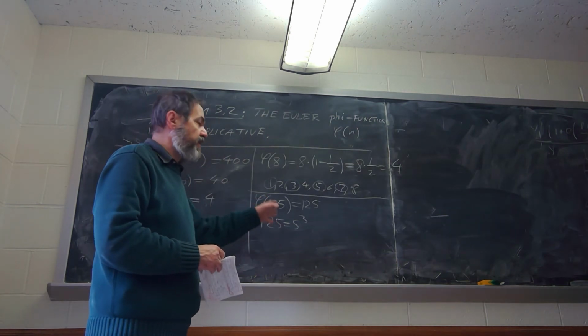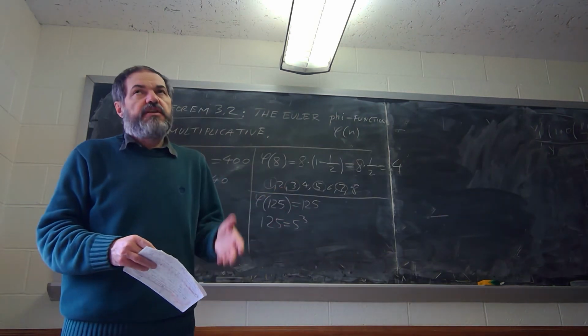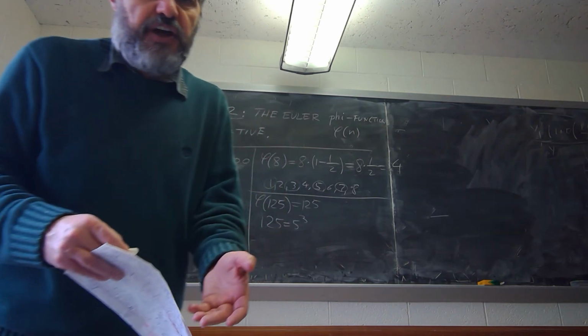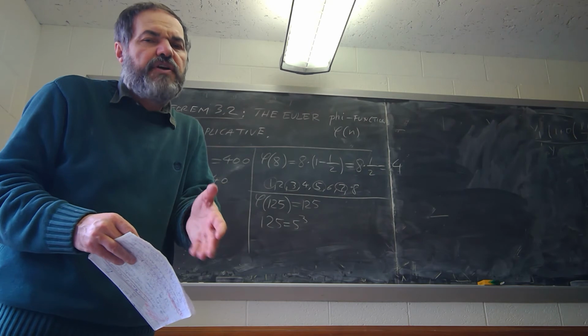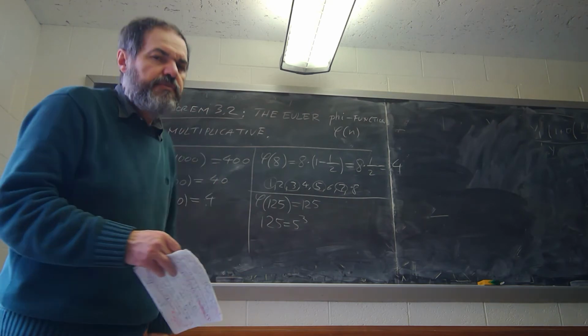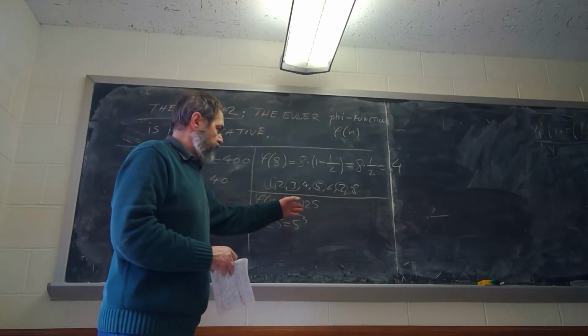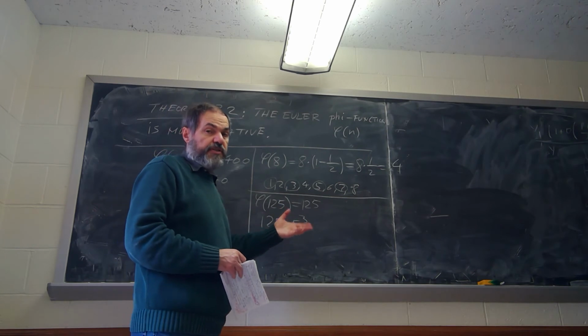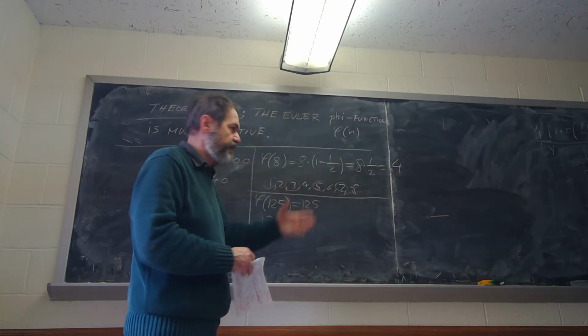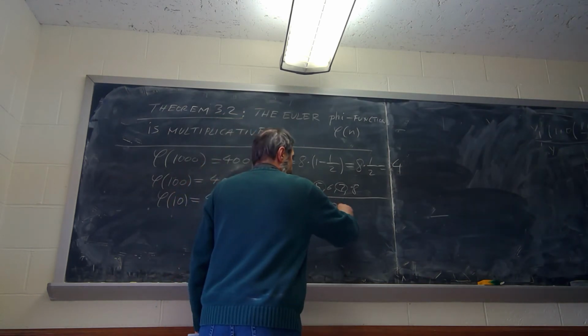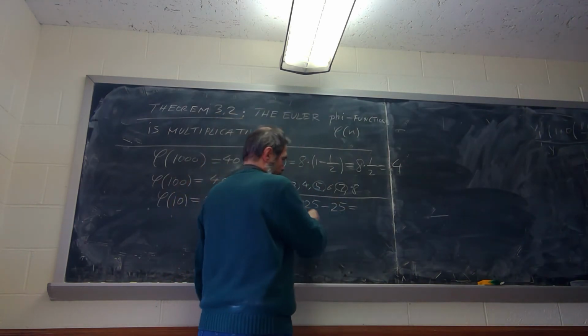Now in the first 125 numbers, how many are divisible by 5? In every 5 consecutive numbers, I have one of them that's divisible by 5. So the total number of numbers divisible by 5 is 125 divided by 5, that's 25.